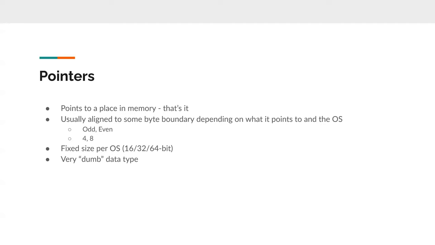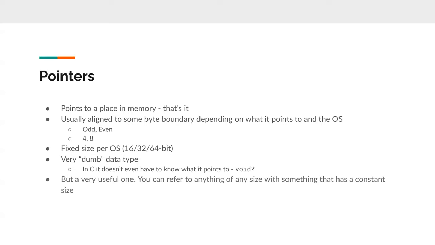And then there's some operating system magic on top of that to map it correctly. And it's C, it doesn't even care what it points to. Like a void pointer, it just points to something. Then it's the programmer's responsibility to know what you're pointing to. But on the other hand, it is very useful because you can refer to anything of any size with something that is just 8 bytes on your system. So in a very small package, you can contain some very big data underneath.